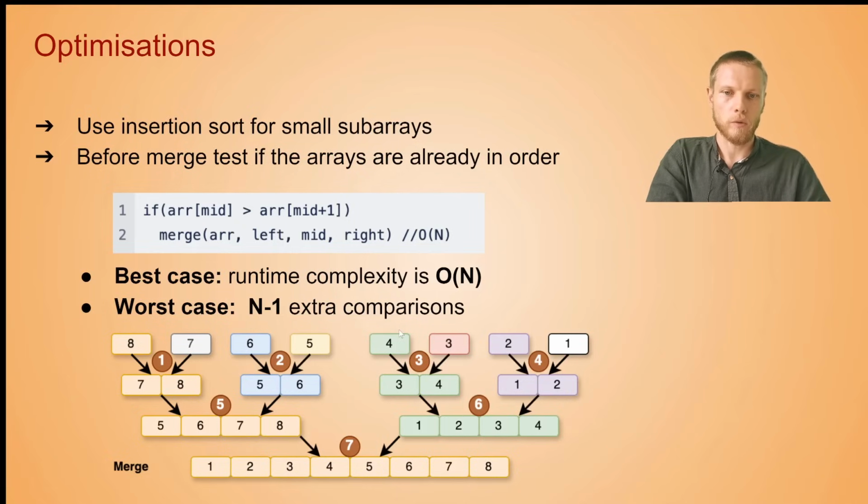And how many merges do we have? They are counted on this picture. So to sort an array of size 8, we need 7 merges. We could extrapolate it, and thus we have n-1 merges and thus n-1 comparisons.